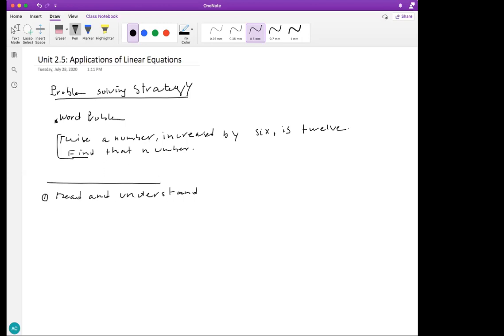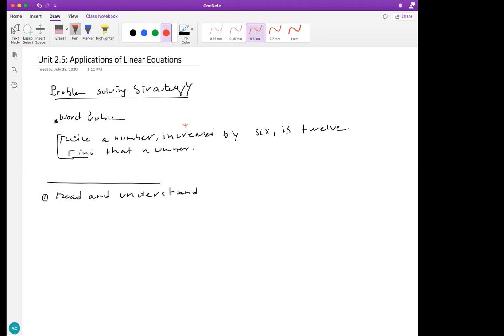So here it's clear. Twice a number that we don't know, increased. We know the meaning of increase, right? What is the operation for increase? When you increase something, what does that mean? What is the operation? Addition. Addition, that's right. So this stands for addition.